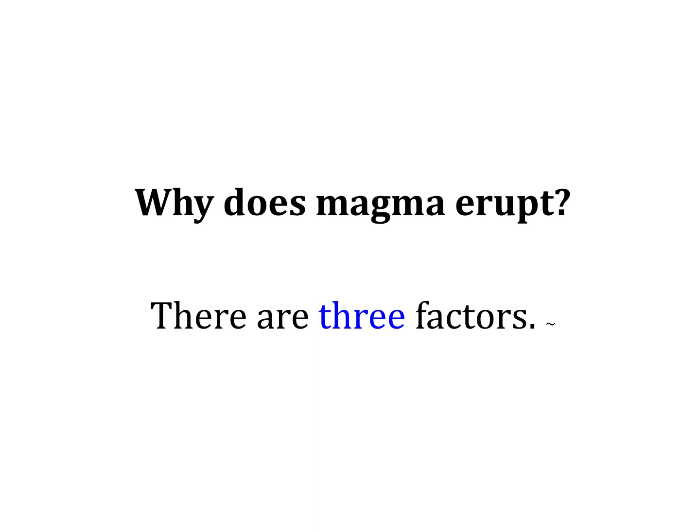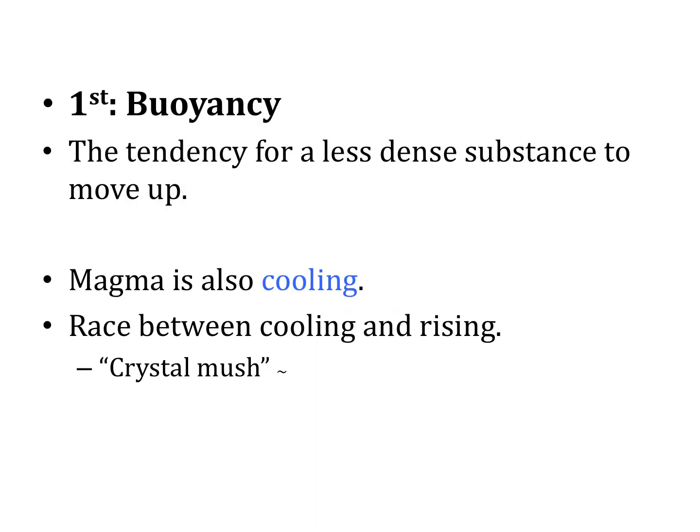There are 3 factors that play a role in deciding whether magma will stay below the ground and crystallize into a plutonic rock, or will erupt and become an extrusive volcanic rock. We're going to cover each of those 3 factors, and then we're going to look at how they work together. The first factor is buoyancy. So this is the tendency for a less dense material to move up if it's surrounded by something more dense.